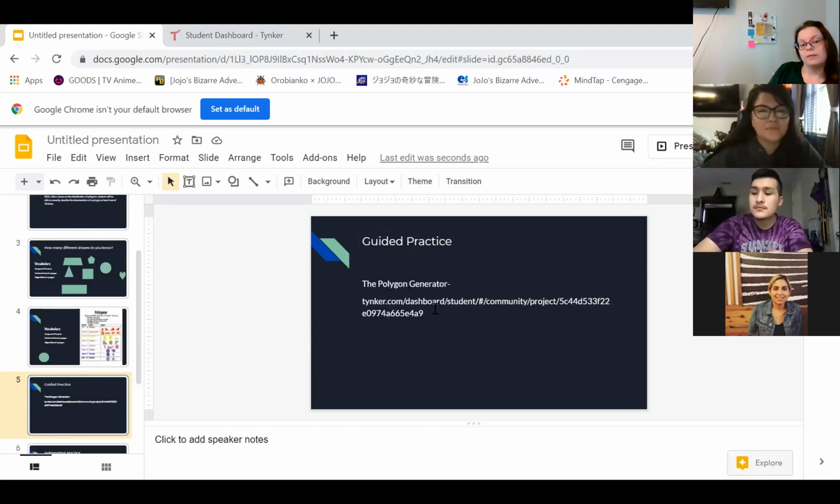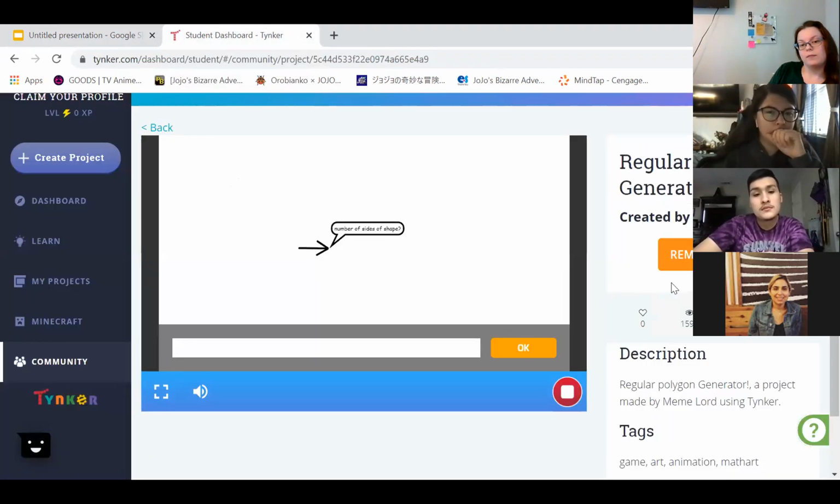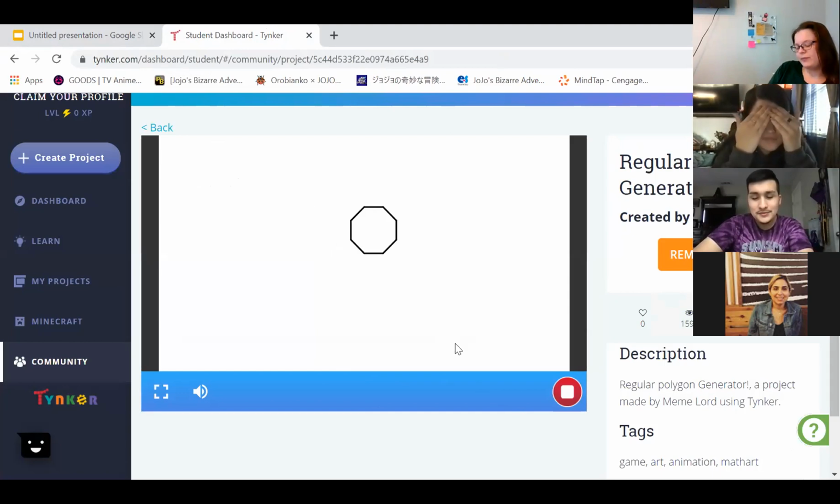So now we're going to do our guided practice, the polygon generator. I want everybody to close your eyes, like for real. All right, now open them. You can tell me what this shape is. Make sure you count your edges and vertices. What'd you say? An octagon. Yes. How do we know? Because it has 8 edges and 8 vertices.